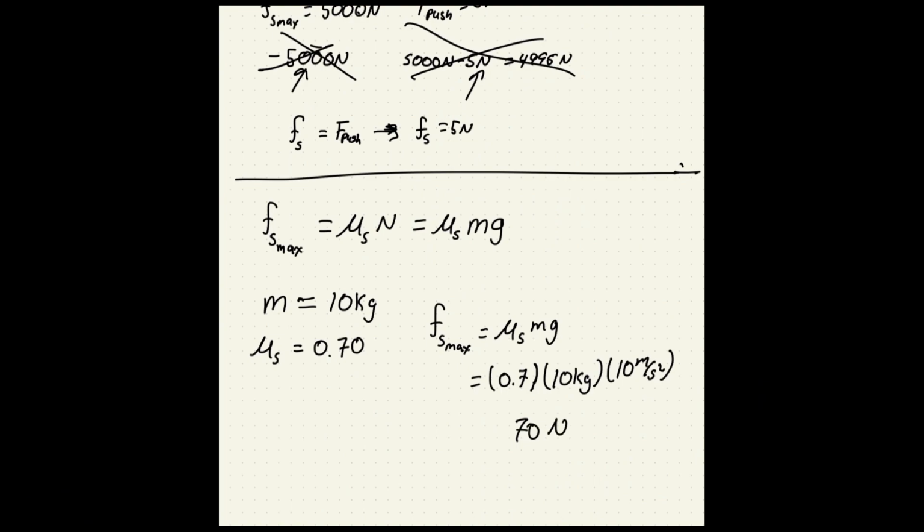Looking at that, just quick math, I take 10 times 10, that's 100. 100 times 0.7, 70. So 70 newtons is our maximum static friction force.